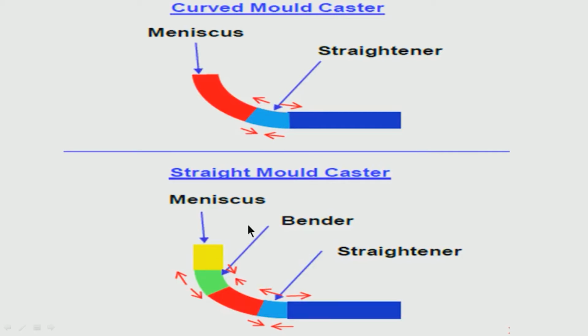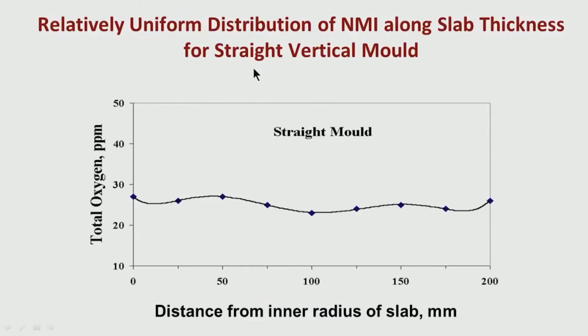But as I have mentioned, straight mold is better from the point of view of inclusion entrapment, because whatever inclusions will be there, the quality will be relatively uniform. But here, relatively more inclusions, when they are floating up, are trying to get absorbed in the solidified shell. This portion is called the inner radius of the mold. Near the inner radius of the shell, you have more inclusions. This we have found out by analyzing the cast product.